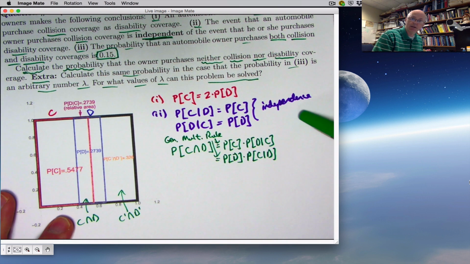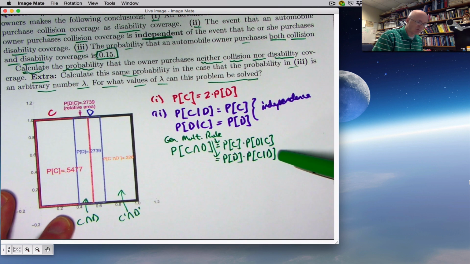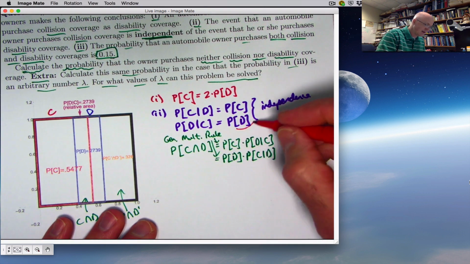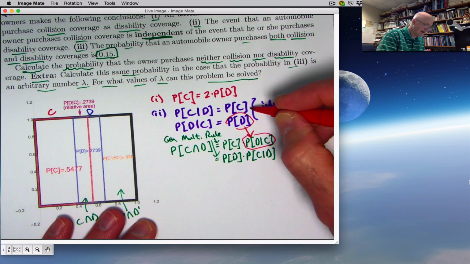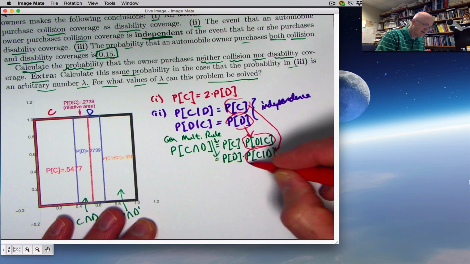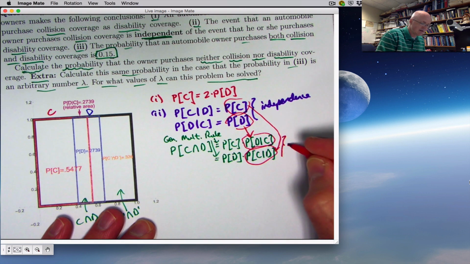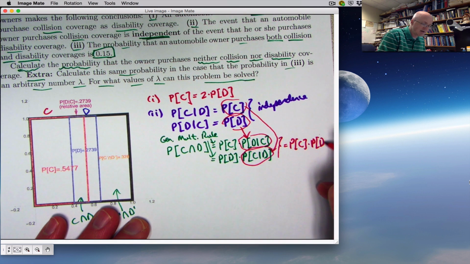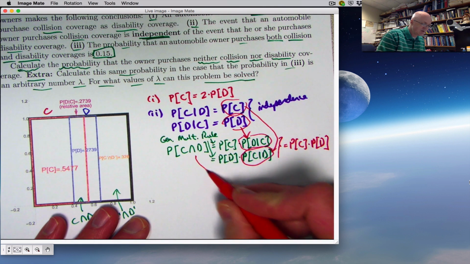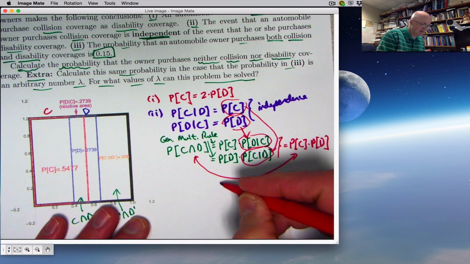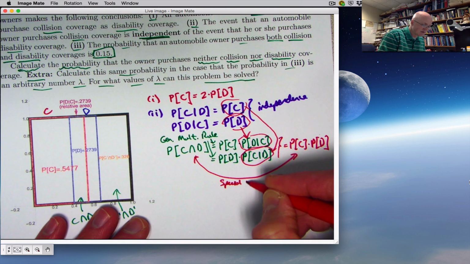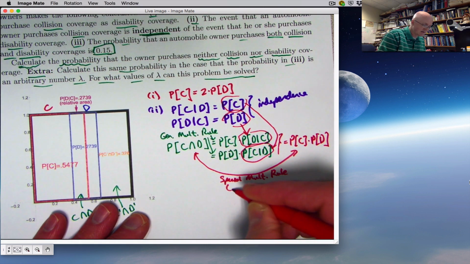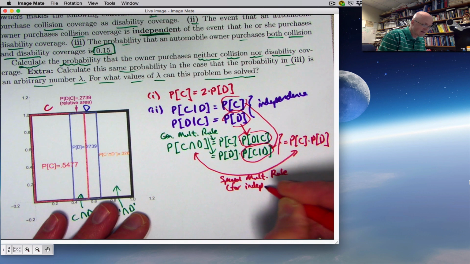But wait a minute, since we're assuming independence, we could replace these two conditional probabilities with the appropriate probability up here. This probability right here could replace this one here, and this one right here could replace this one right there, and in either case, you get the probability of C times the probability of D. These are unconditional probabilities. So the equality between these two things is sometimes called the special multiplication rule, or more descriptively, it's the multiplication rule for independent events.